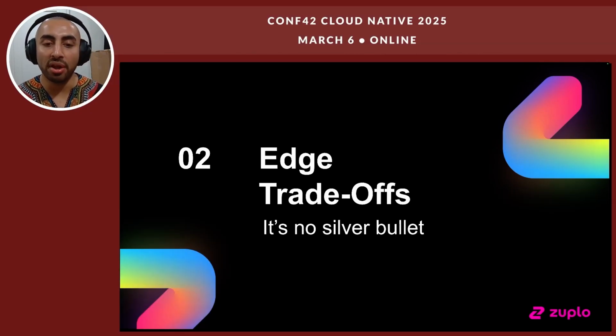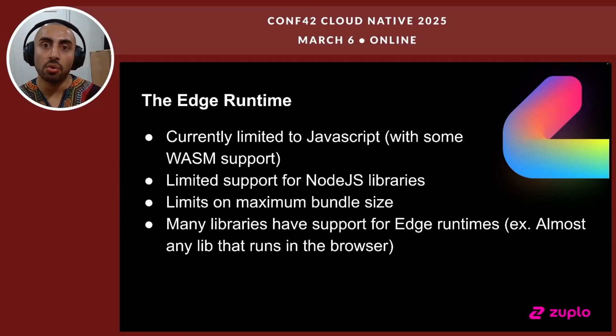Now let's go into those trade-offs that I mentioned, because the Edge might sound good. It sounds great to be able to run your code as close to your customers as possible, but it's not a silver bullet. So let's start with the Edge runtime. The one that I'm familiar with is the one developed by Cloudflare. It's currently limited to JavaScript only right now, with some support for WebAssembly. So if you're developing an API or application in Python or in Rust, for example, you're out of luck unless you can compile that down to WebAssembly.